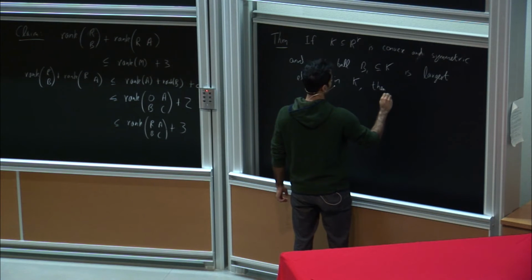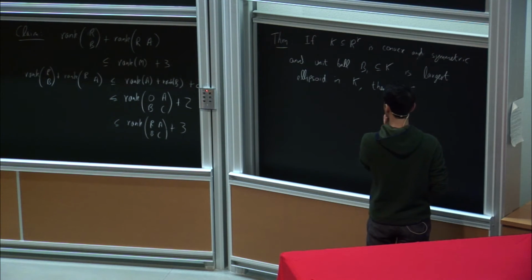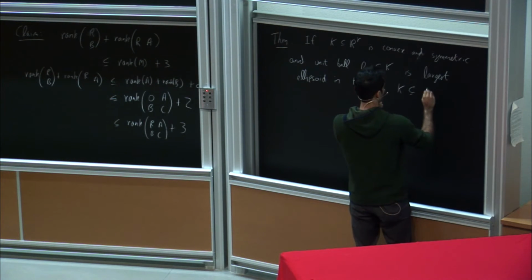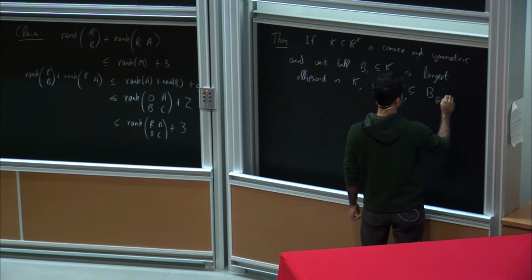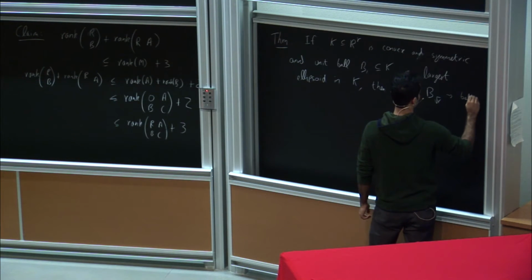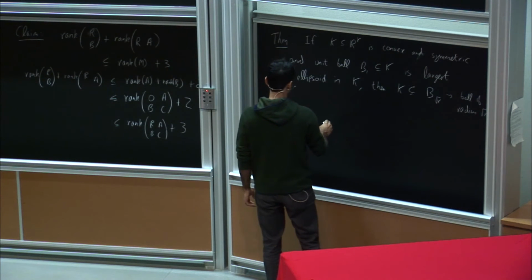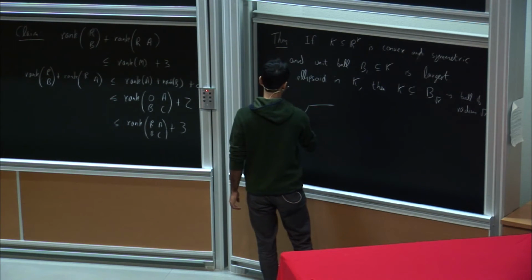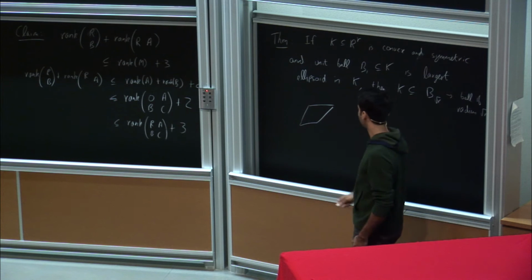Then K is contained in B squared R. Okay, so this is the ball of radius square root R. So what it's saying is, you have some convex body, and in general, convex bodies can be very long, right? They could have points that are very far away.